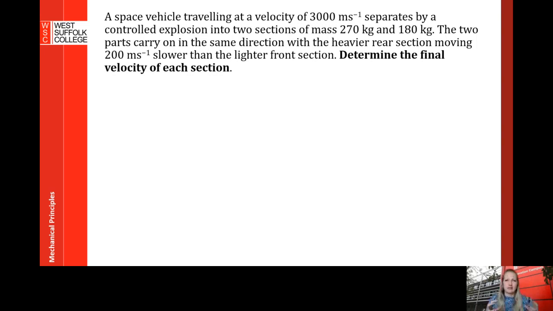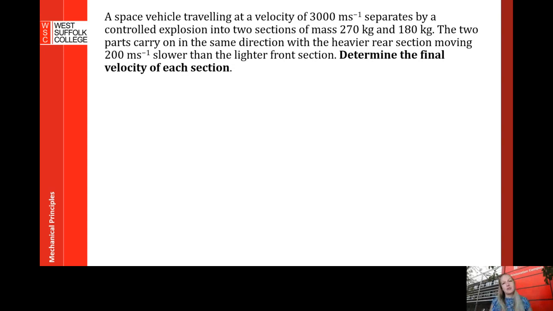It is then separated by a controlled explosion into two sections. We've got a mass of 270 kilograms and a mass of 180 kilograms. The two parts then carry on in the same direction, with the heavier rear section moving a bit slower. It's moving exactly 200 meters per second slower than the lighter section at the front. What we need to do is determine what its final velocity is.